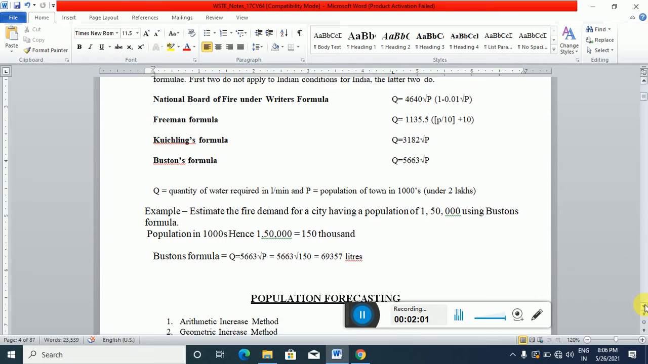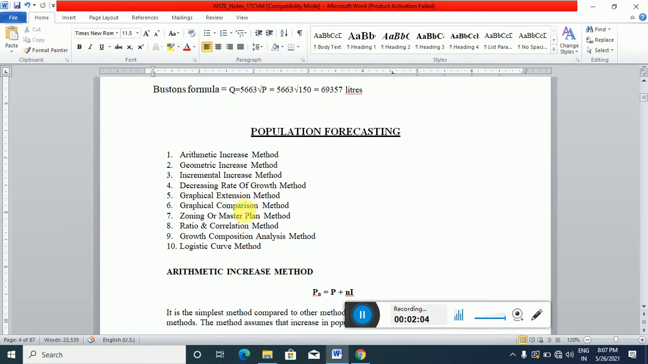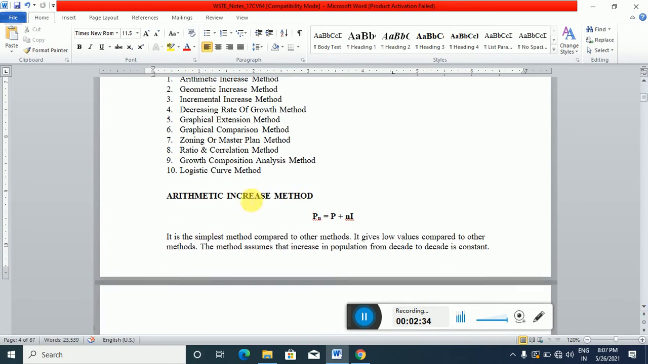Okay, so now coming to population forecasting methods. So there are various types of population forecasting methods listed here: arithmetic increase method, geometrical increase method, incremental increase method, decrease rate of growth method, graphical extension method, graphical comparison method, zoning or master plan method, ratio and correlation method, growth composition analysis method, and logistic curve method. So out of these, usually the problems will be asked on the first three methods, and so this is the formula to estimate and forecast the population using the arithmetic increase method.